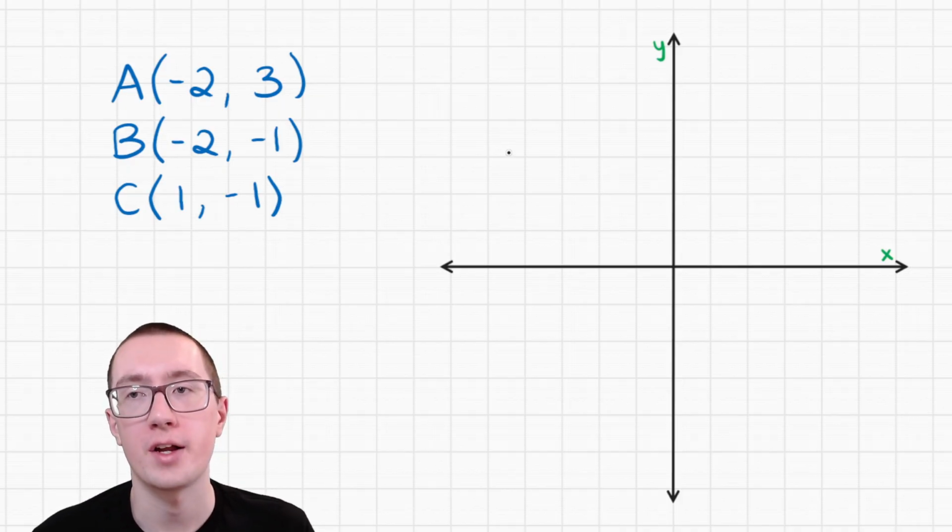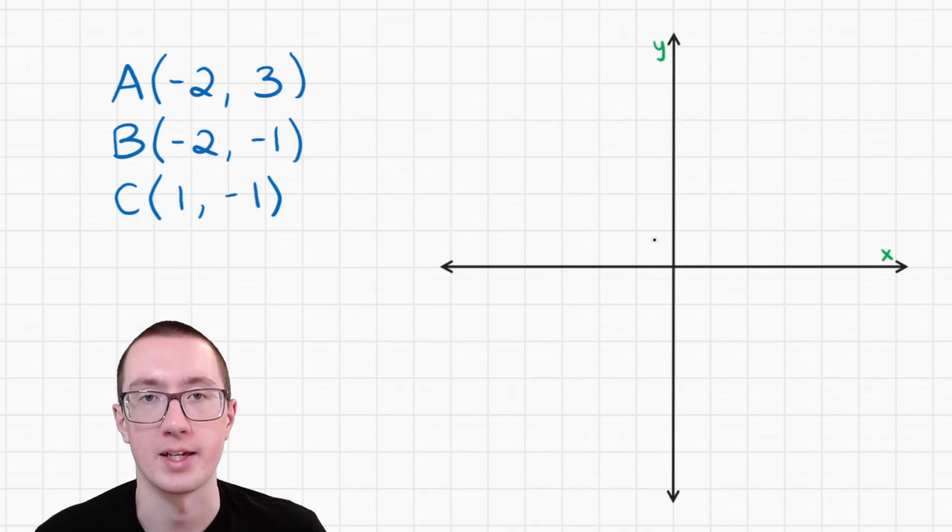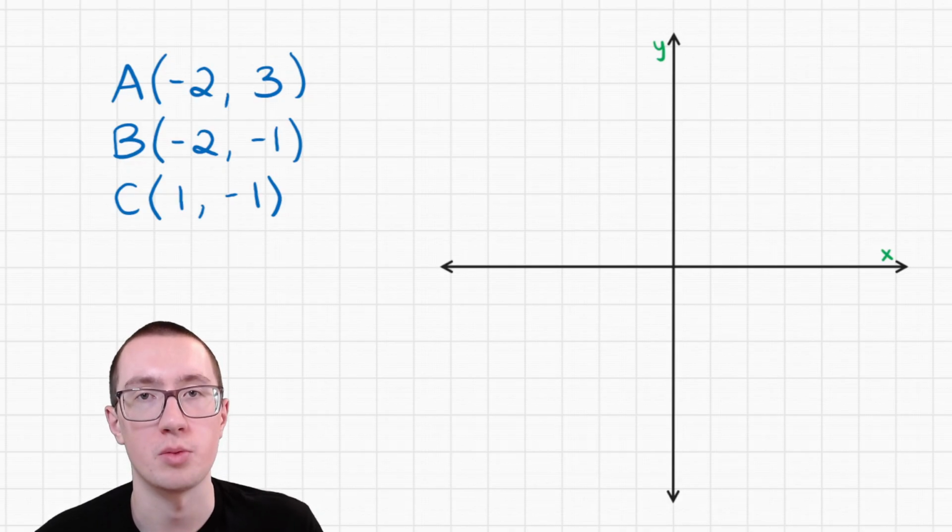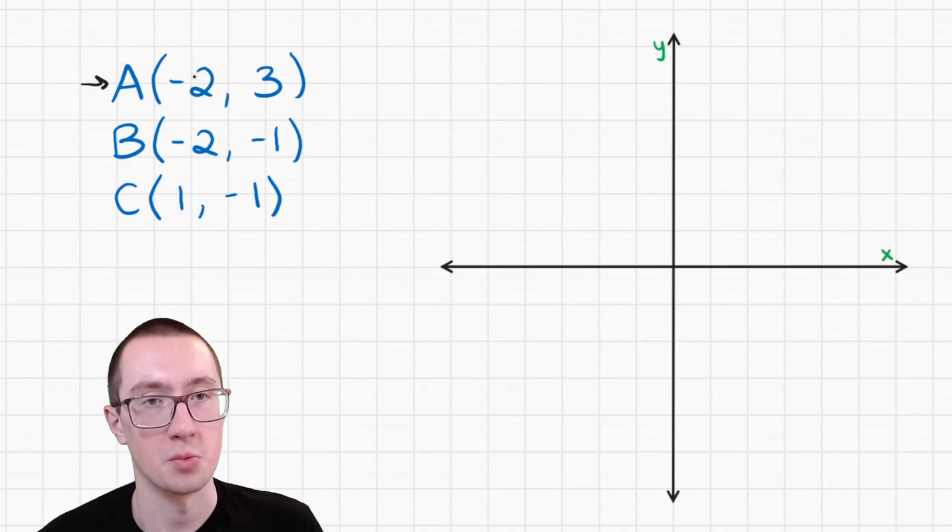So before we can even find the perimeter and area of a shape, we don't know what the shape is going to look like yet. So we need to plot these 3 points to figure out our shape. So first let's plot point A on our graph. Remember that a point always has 2 numbers. The first one is x, and then the second one is y.